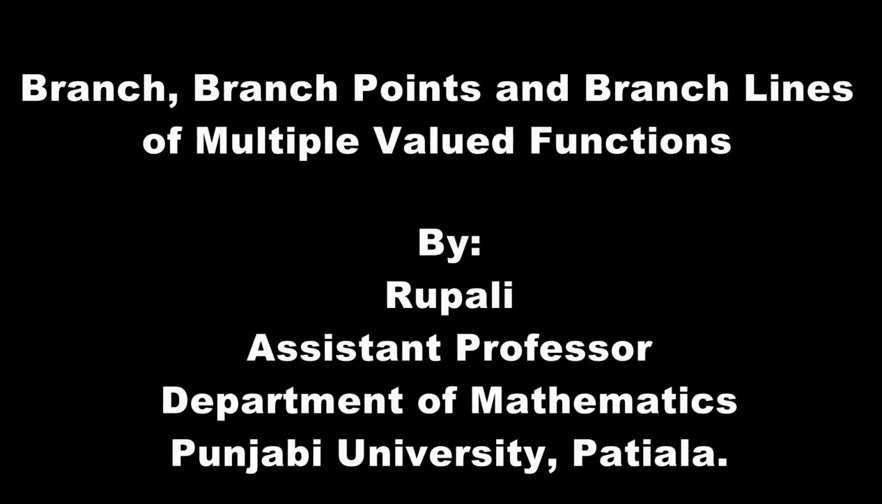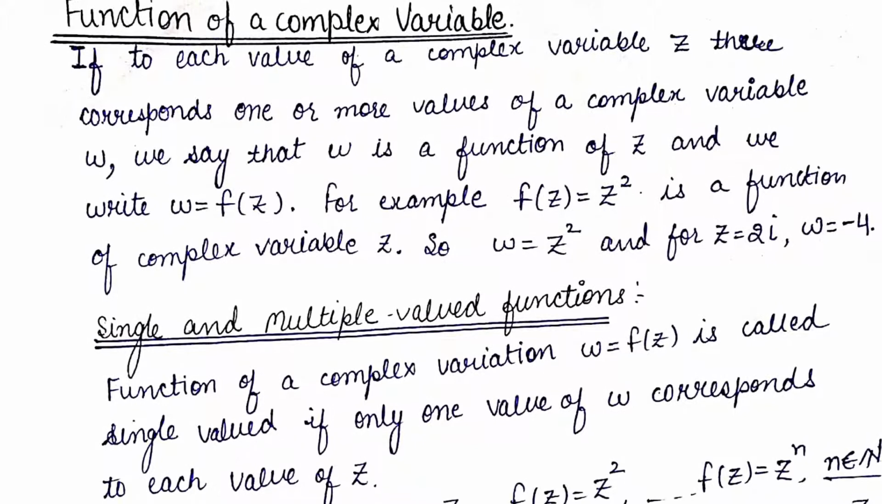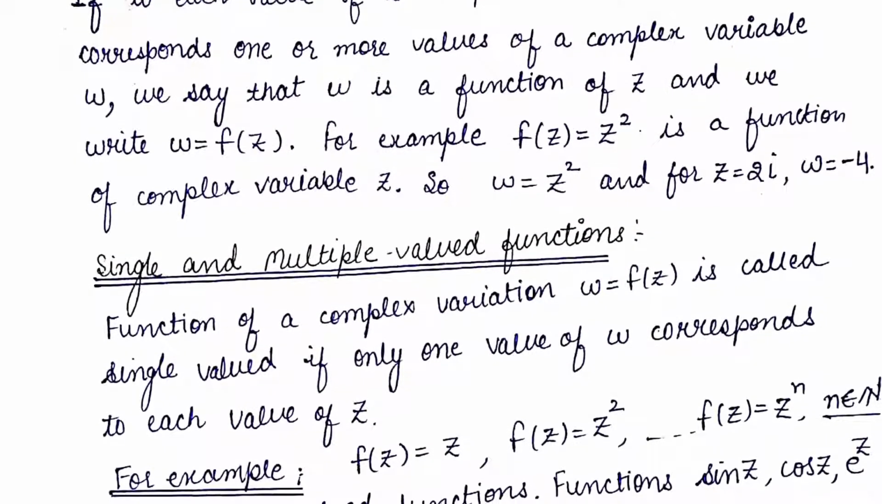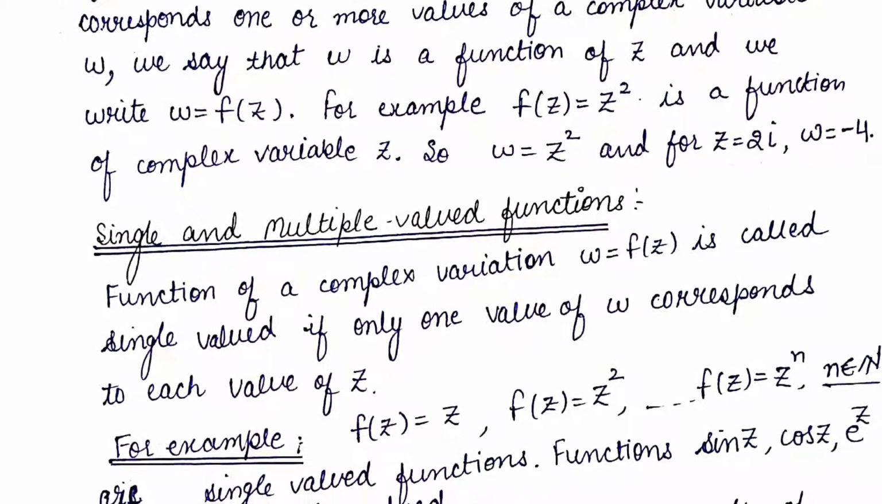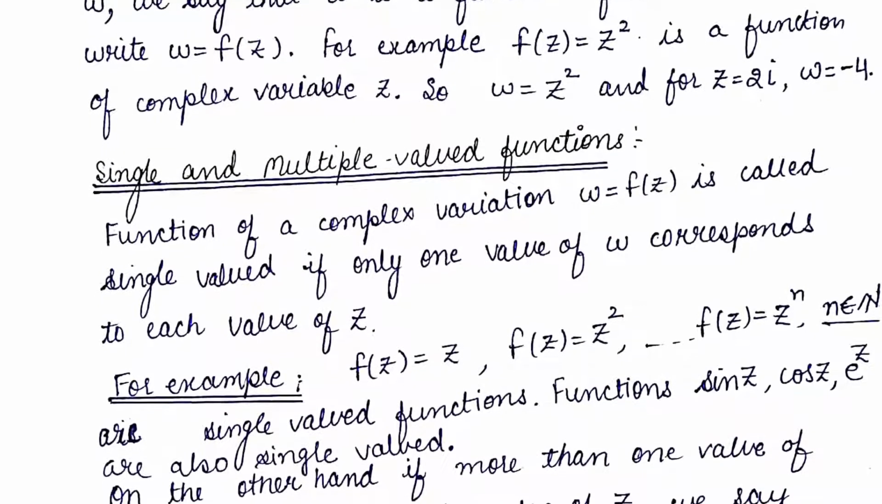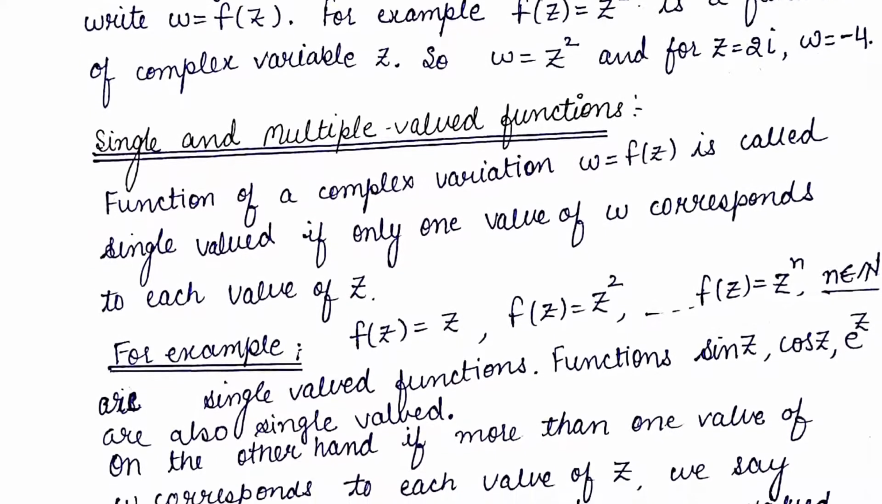Hello students, today I am going to discuss with you the concept of branch and branch points of multiple valued functions. So what are multiple valued functions? A function of a complex variable w equal to f(z) is called single valued if for every value of z there is one and only one value of w.